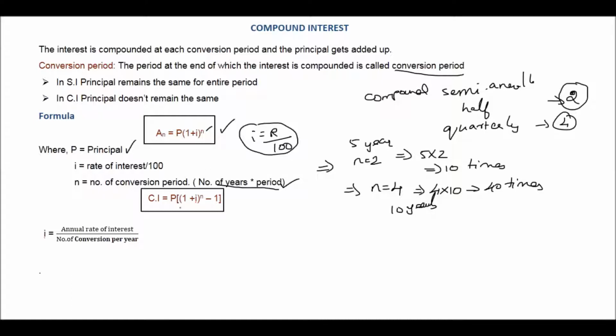And what is compound interest? Amount minus principal, the same thing. I am taking the principal out. The same formula: amount is equal to P into (1 plus I) the whole power n, and the compound interest CI is amount minus P. The annual rate of interest I is equal to the annual rate of interest divided by the number of conversions per year.